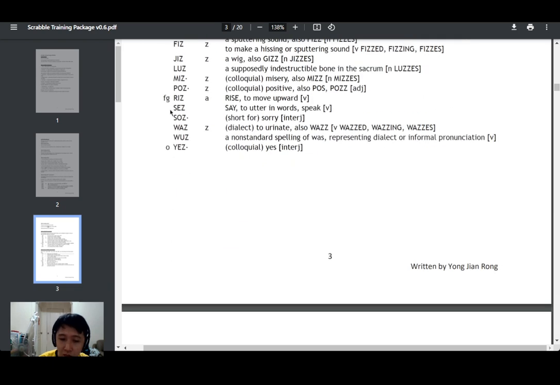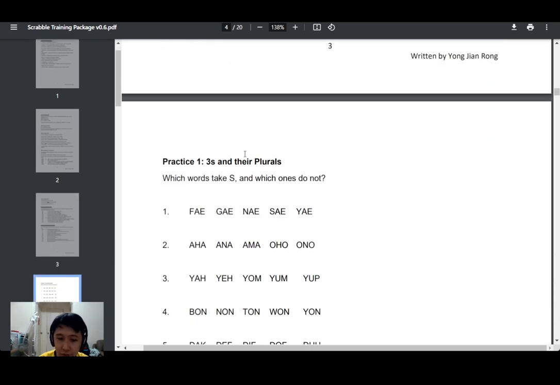Sez is also quite useful because if you're holding an ES but you're stuck with Z, this might offer a way out. Also WUZ, for sorry, W-U-Z, was for the word was, W-A-S. I'll leave you to study this section.